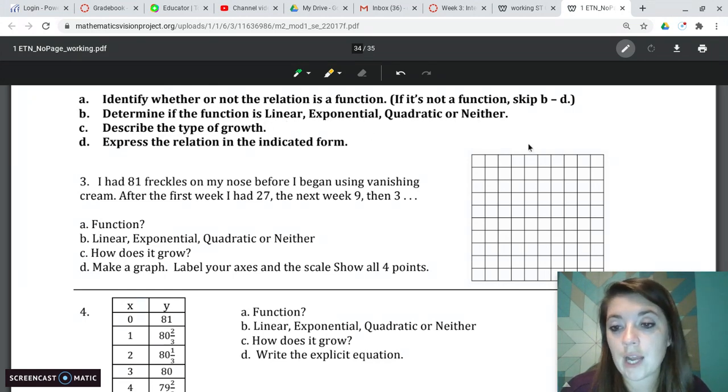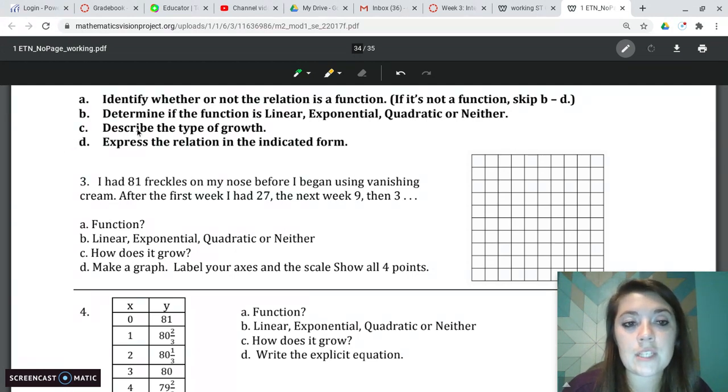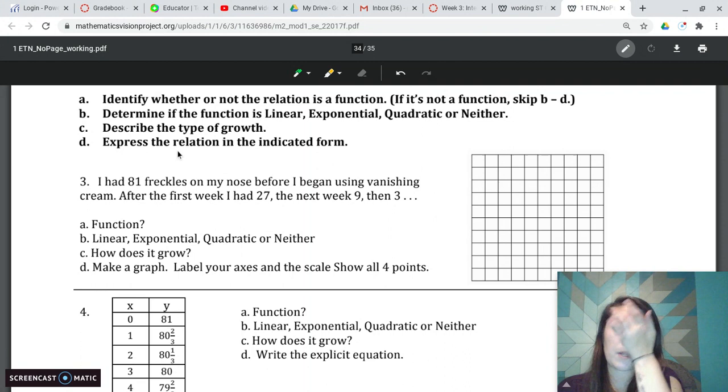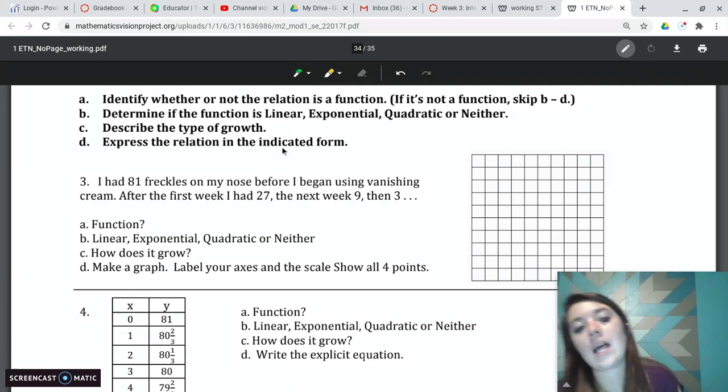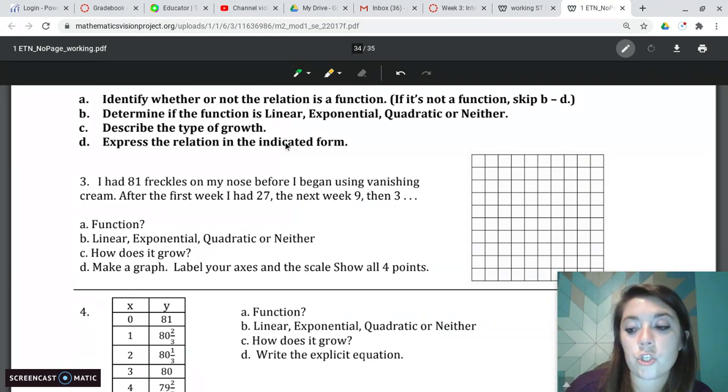So 4 different kinds of ways that we can classify this. Then for C, we describe the type of growth. So is it growing in a positive direction, a negative direction? What's it being multiplied by? Those sort of things. And then last but not least, we express the relation in the indicated form. So it's going to tell you how it wants you to show it, okay?